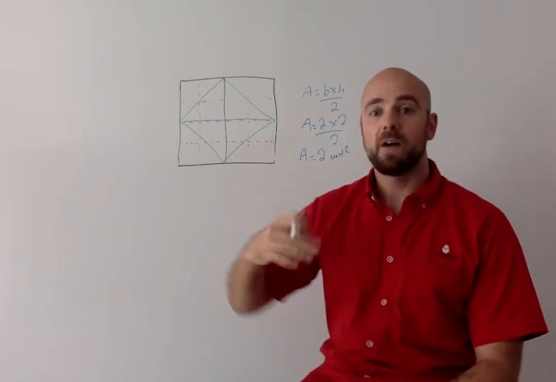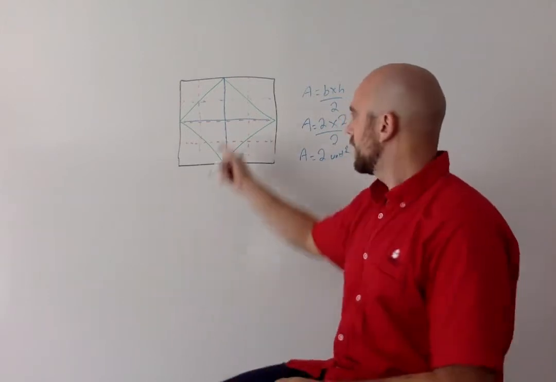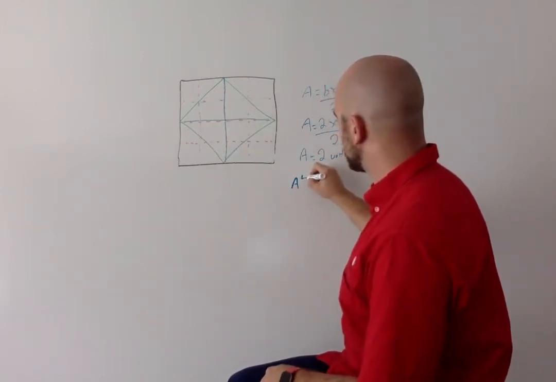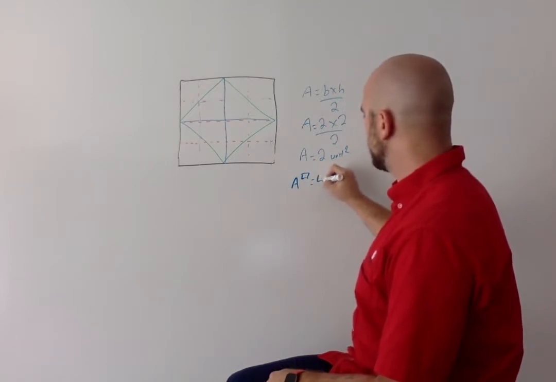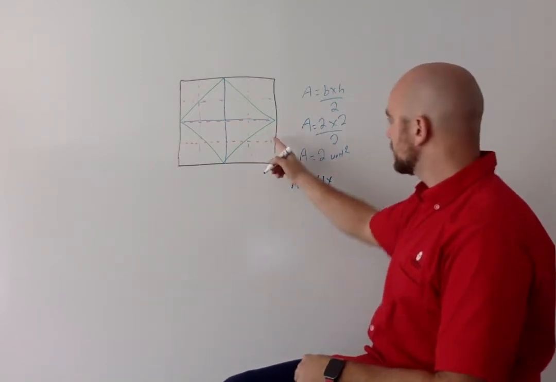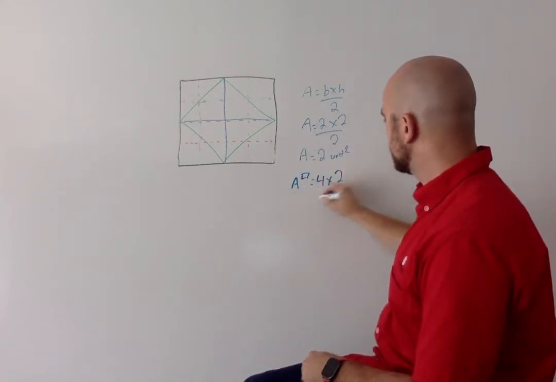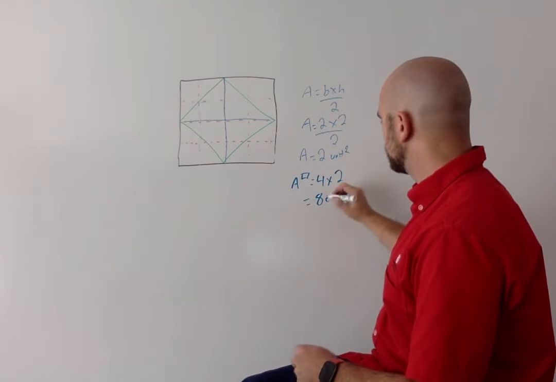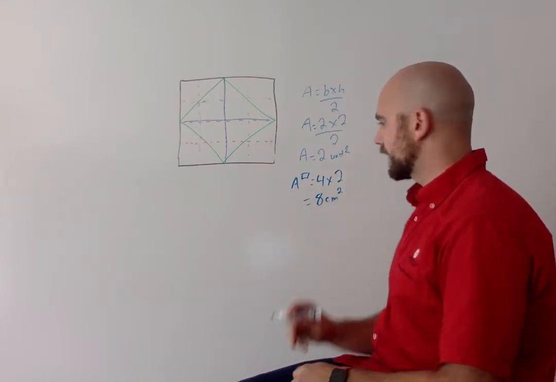All right. Now, how many do I have? I have 1, 2, 3, 4 triangles. So I'm going to say my area of my square equals 4, because that's how many triangles I have, times the area of one triangle, which happens to be 2. So it equals 8 centimeters, or whatever units, squared.